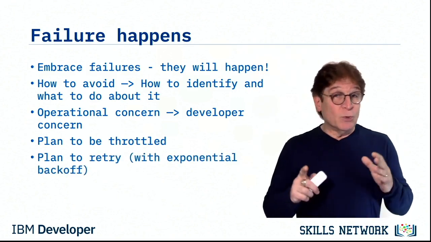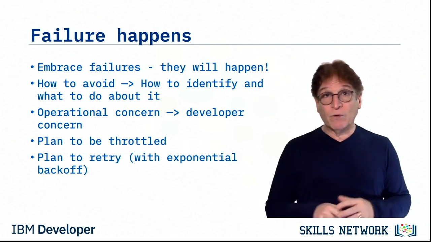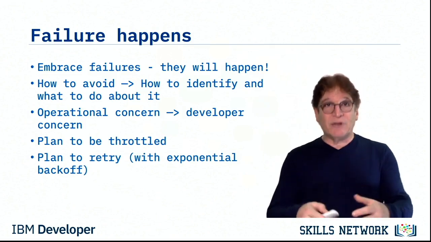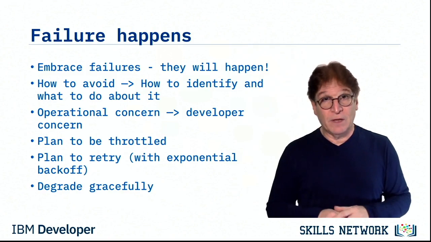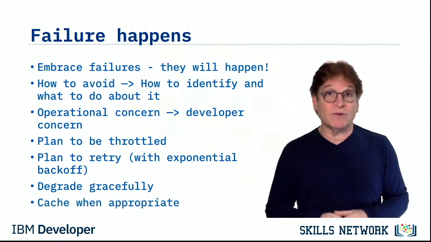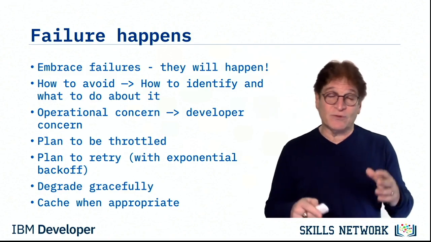In this case you would retry, and this logic needs to be in your application code. When you retry, you want to back off exponentially when it fails. The idea is to degrade gracefully. If you can, cache where appropriate so that you don't always have to make these remote calls to these services if the answer is not going to change.